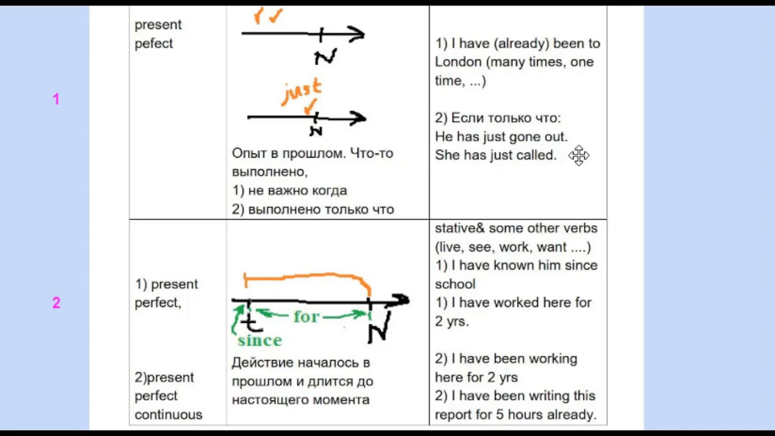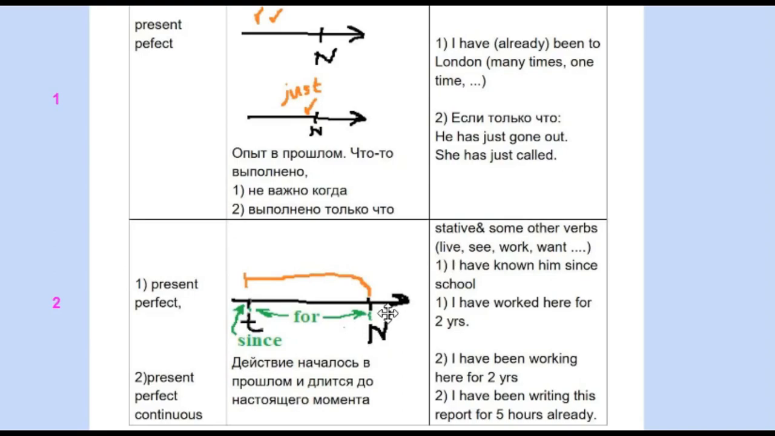He has just gone out. Він тільки що вийшов. She has just called. Вона тільки що дзвонила. В таких випадках використовується теж не past simple, а present perfect. От таке правило. Чому? Просто так люди говорять. Так, давайте перейдемо далі.